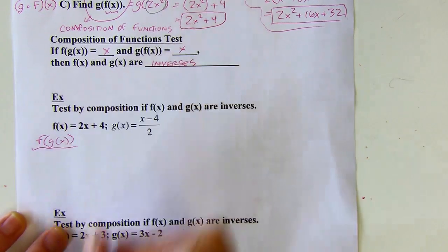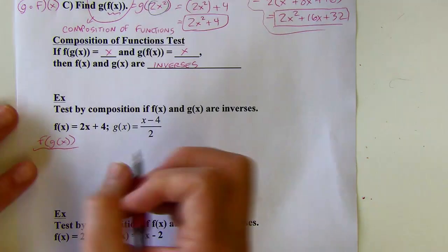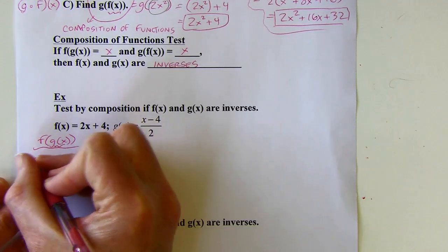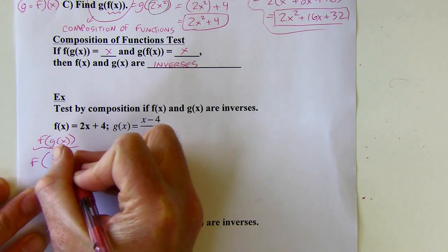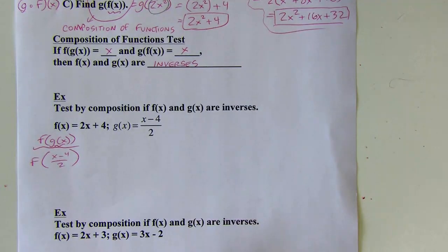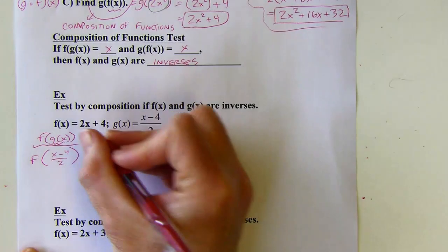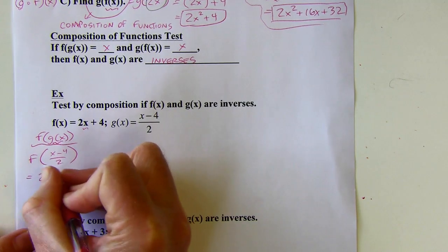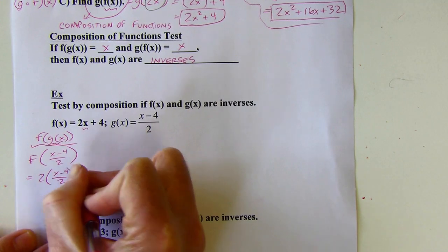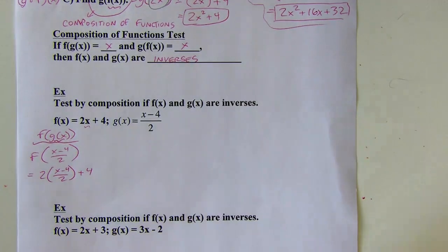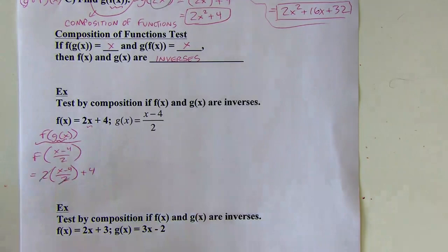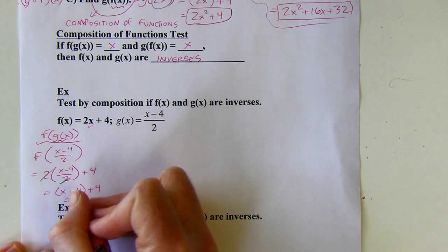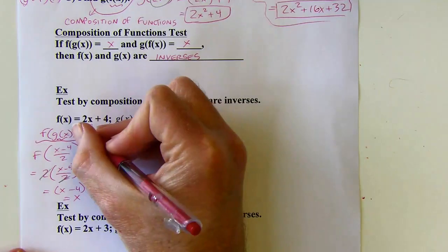I'm just keeping track of what I'm doing. I'm going to find this part first. I'm going to replace the g of x with the fraction, f of x minus 4 over 2. Now I'm going to input this into function f, where the x is. I'm going to replace the x with the fraction. Then I'm going to start simplifying. Hey, the 2's cancel. Isn't that nice? So now I've got x minus 4 plus 4. Well, the 4's cancel. So, hey, this equals x. So phase 1 of my test, I've passed.